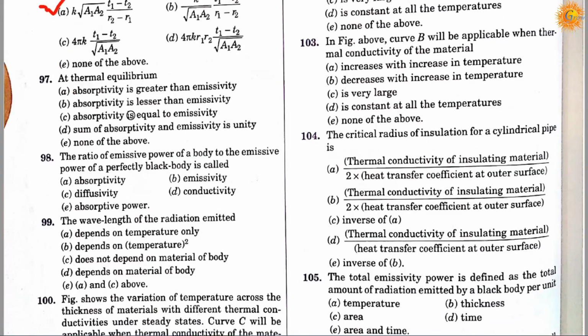Question number 97. At thermal equilibrium, option A, absorptivity is greater than emissivity. Option B, absorptivity is lesser than emissivity. Option C, absorptivity is equal to emissivity. Option D, the sum of absorptivity and emissivity is unity. And option E is none of the above. The correct answer is C. Absorptivity is equal to emissivity.